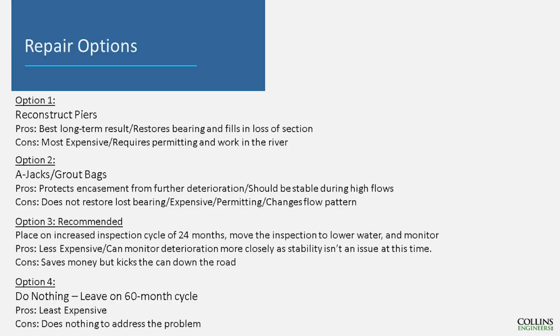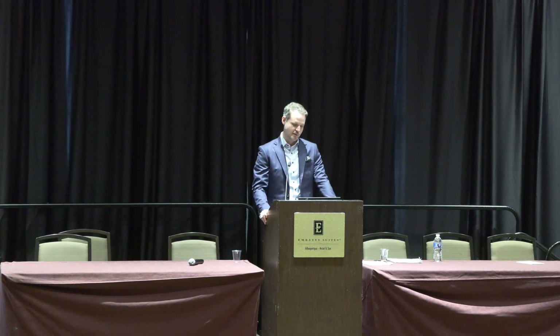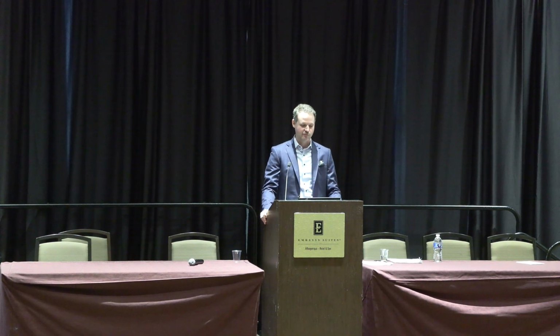Option 2, do some sort of scour repair. Ajax would probably work pretty well here, or grout bags. It would protect that encasement from further deterioration. Should be stable during high flows like they get there. Won't restore the loss of bearing. It'll still be fairly expensive, probably have permitting. It might affect the profile of the flow in the river, so not a great option.